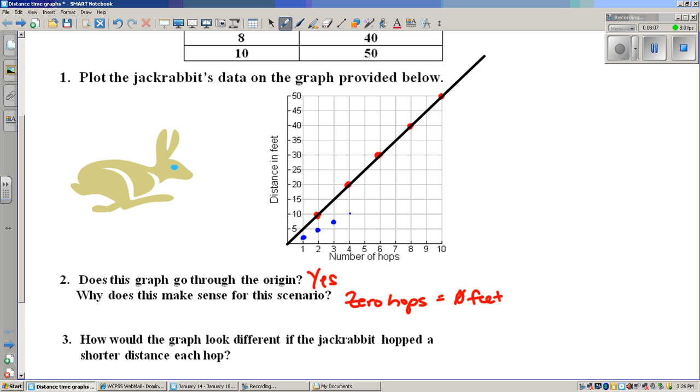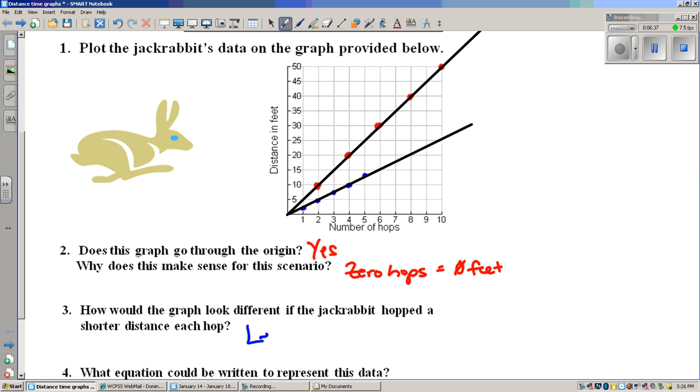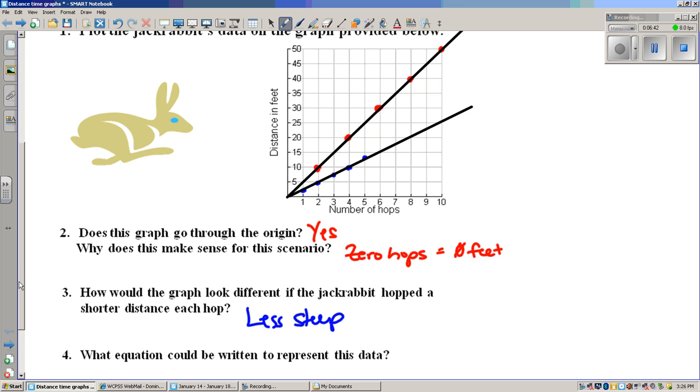And at 3 hops, 4 hops, so on and so forth. What is the difference between the line that we graphed earlier and a line that would go through these points? Well, it'd be less steep. Hopefully you're using some of the vocabulary that we've been going over this unit. This line is less steep than the original line that we drew. So how would the graph be different? It'd be less steep. And again, you can phrase that any way you'd like.